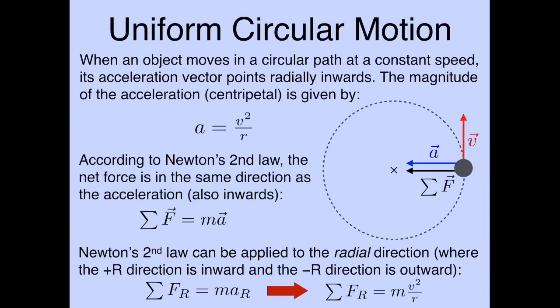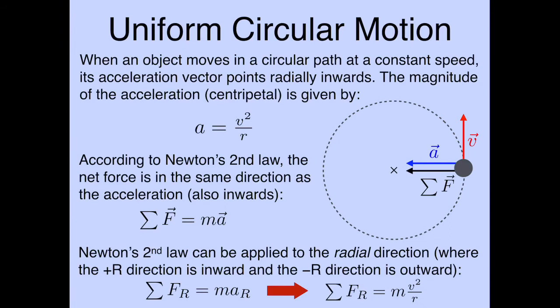Let's review this. So when we use the term uniform circular motion, we're talking about an object that's moving in a circular path, but at a constant speed. So the speed is not changing. Now, at first glance, you might think an object that's moving in that sort of way is not accelerating because the speed isn't changing. But that's actually wrong. It is accelerating. And the reason is the velocity, the vector v, has to constantly change direction in order for an object to move in a circle.